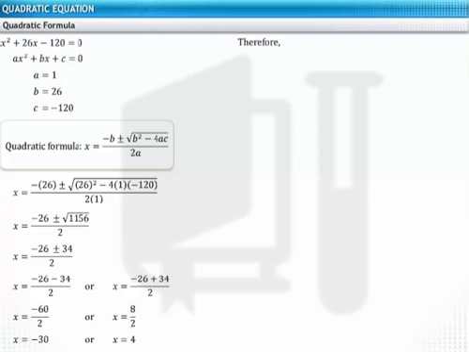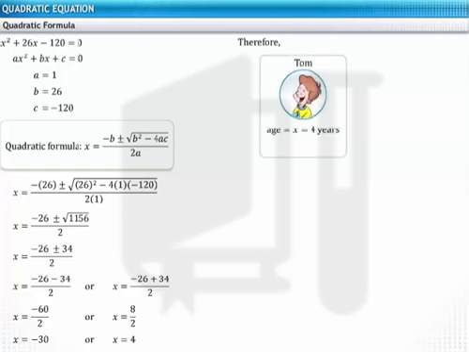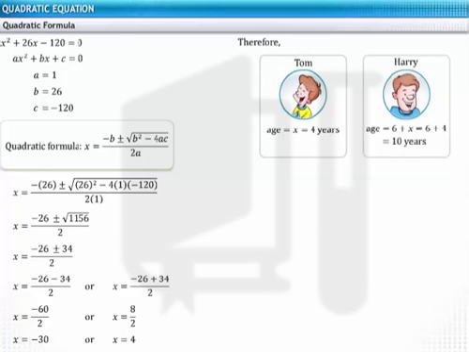Therefore, as you can see, using the quadratic formula, you can verify the answer to the problem. Tom's age is equal to x is equal to 4 years. Harry's age is equal to 6 plus x years is equal to 6 plus 4 is equal to 10 years.